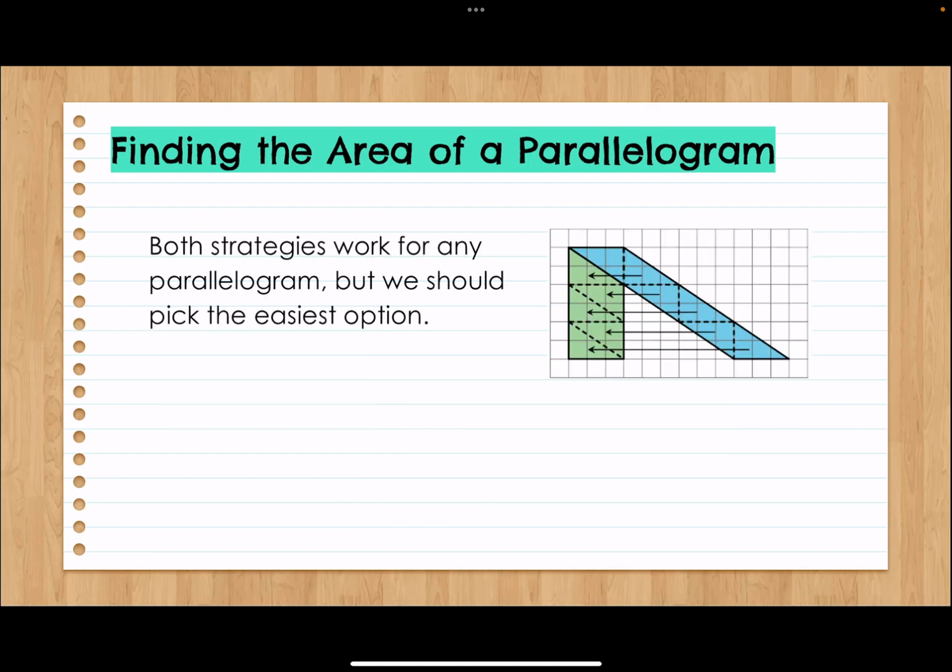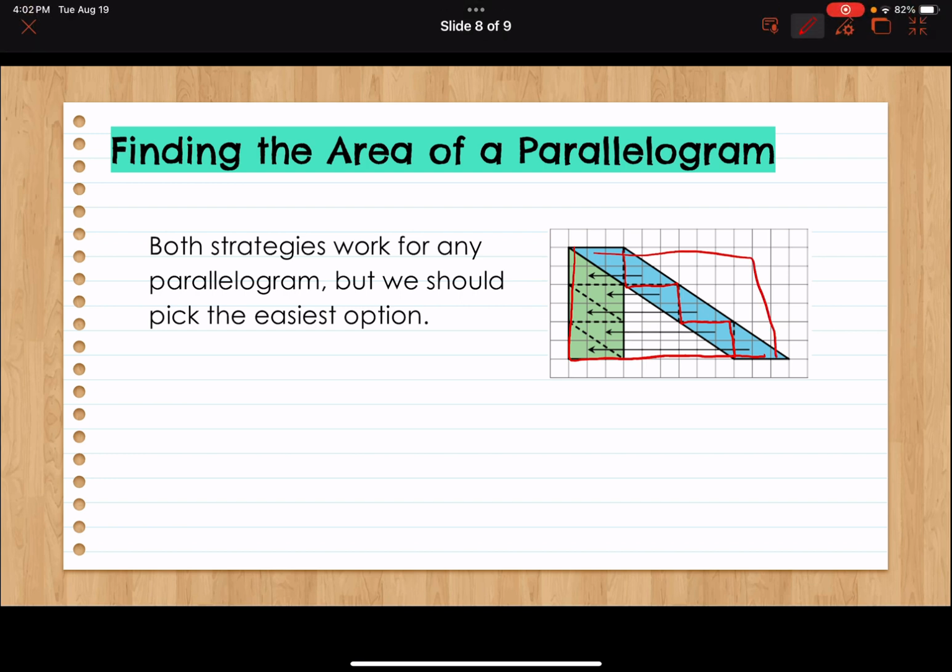Both of these strategies work for any parallelogram, but we should pick the easiest option. For example, this one is kind of harder. That's a bunch of little triangles to put together. You can do that, I guess, but to me it'd be easier just to enclose this in one giant rectangle. So whatever strategy works for you, both would give you the correct answer.